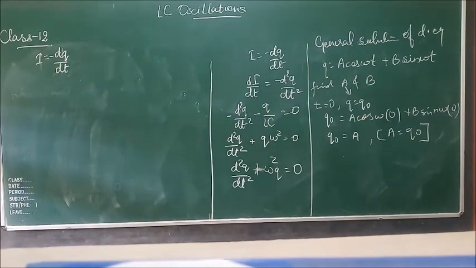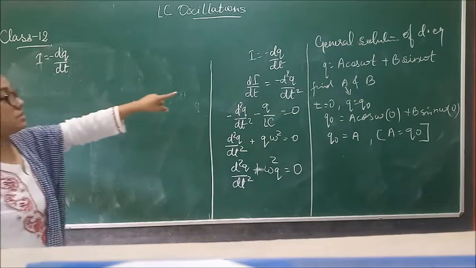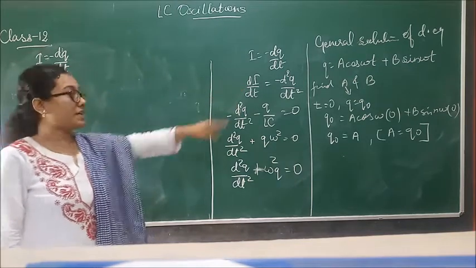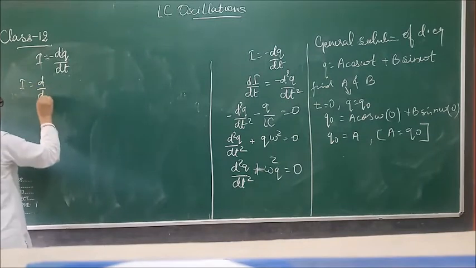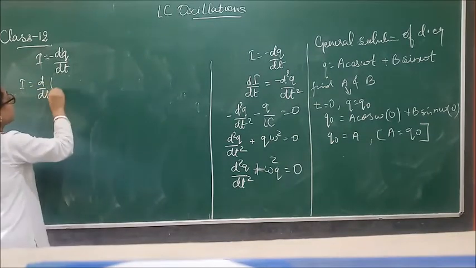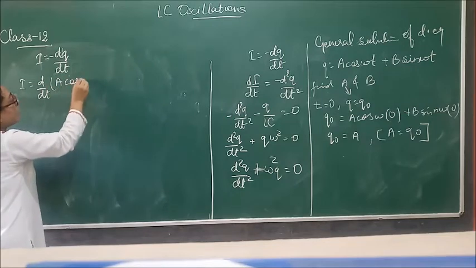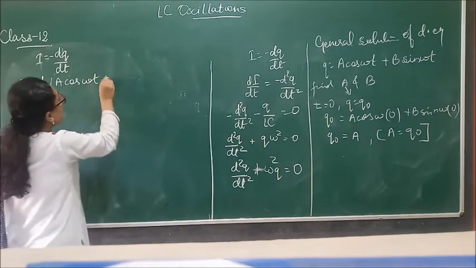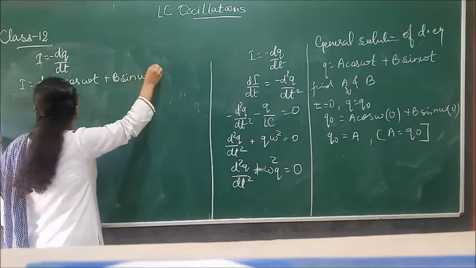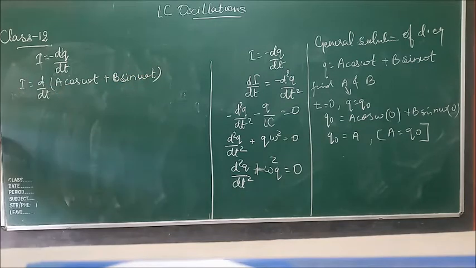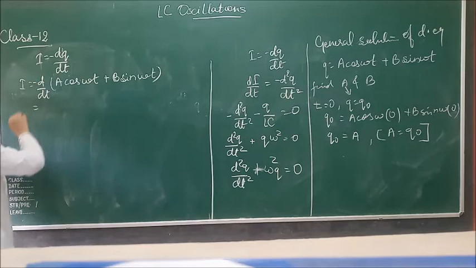So हमारे पास क्या है value? Value of q is equals to A cos omega t plus B sin omega t. I is equals to d by dt, differentiating A cos omega t plus B sin omega t. Clear, student? Start differentiating with the negative sign. Okay, it's with negative sign.